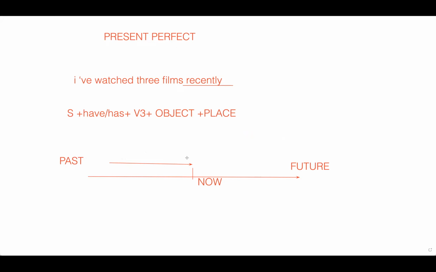And until now, the results are available right now. So I've watched three films recently. It means until now, I've watched how many films? Three films. So I have exact results. So in this situation, we use recently, we use present perfect. So what about you? How many films have you watched recently?